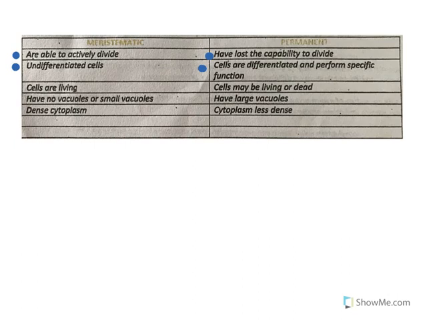Now, in meristematic tissue, all cells are living. In permanent tissue, the cells may be living or they may be dead. In meristematic tissue, the cells have no vacuoles, or if they have vacuoles, they are very small. But the permanent tissues have large vacuoles. And when it comes to cytoplasm, the meristematic cells have a dense cytoplasm, while in the permanent tissue, the cytoplasm is less dense. These are the differences between the meristematic and the permanent tissue.